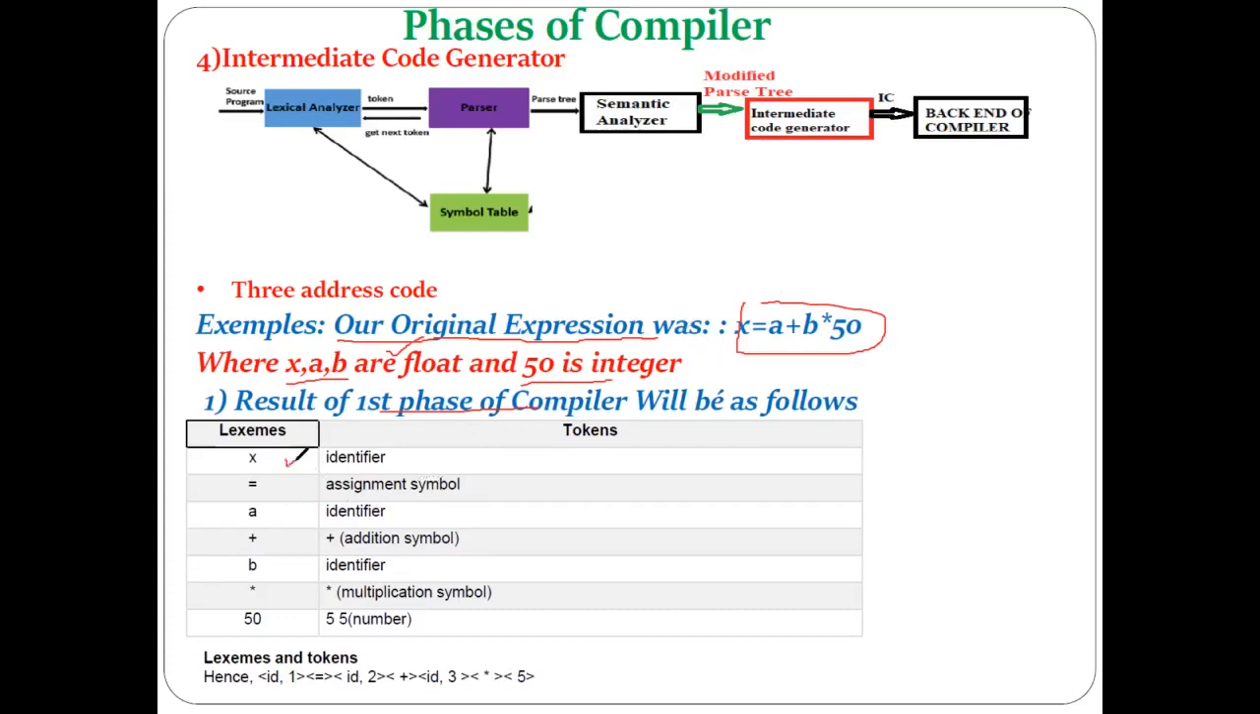So in this expression, x is an identifier. This symbol is the assignment symbol, a is an identifier, plus is the addition symbol, b is an identifier, star is the multiplication symbol, and this 50 is also an integer number. So lexemes and tokens will be generated like this. For example, x is the first identifier, id comma 1, then the assignment symbol, then a is the second id, then the plus symbol, and then b is the third identifier, then star, and 50 as a number or integer. So this is the processing done by the lexical analyzer, and this output will be given to the next phase of compiler, that is nothing but our syntax analyzer.